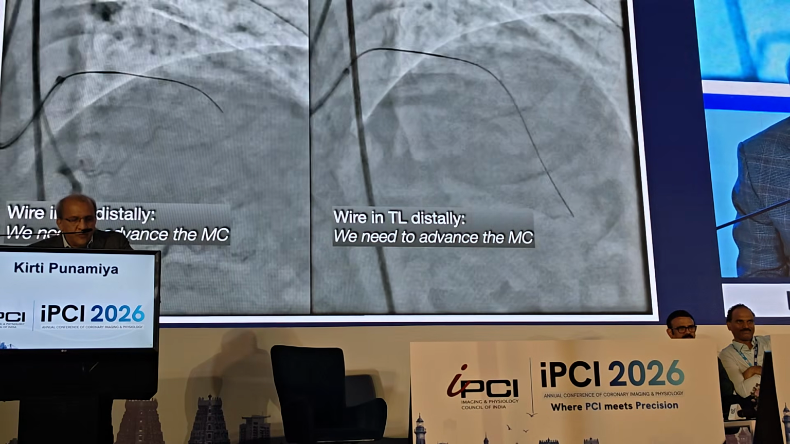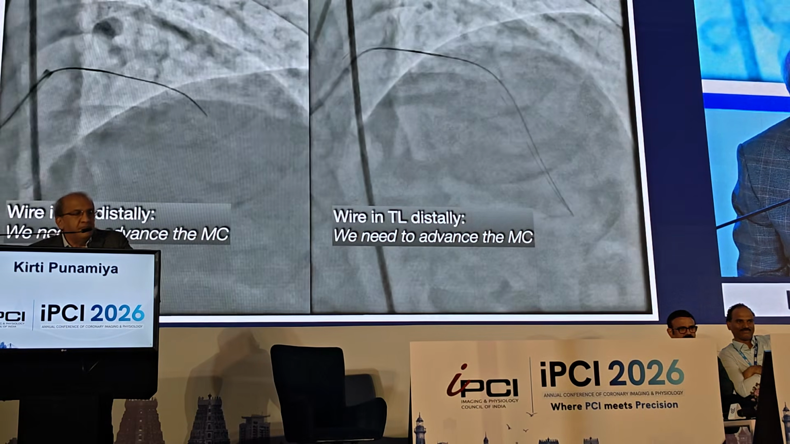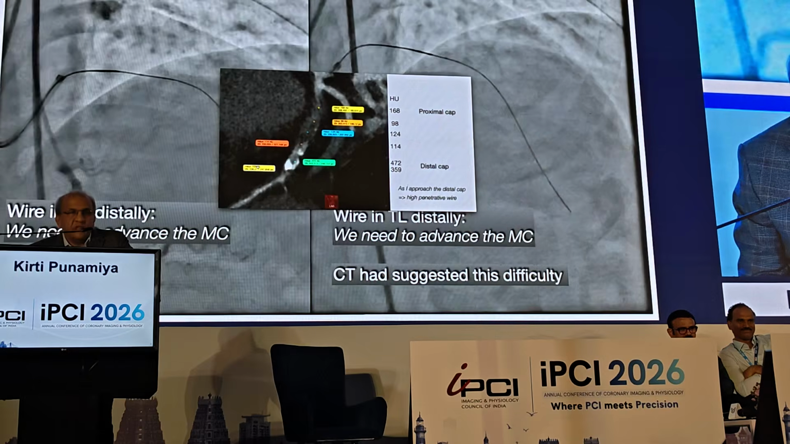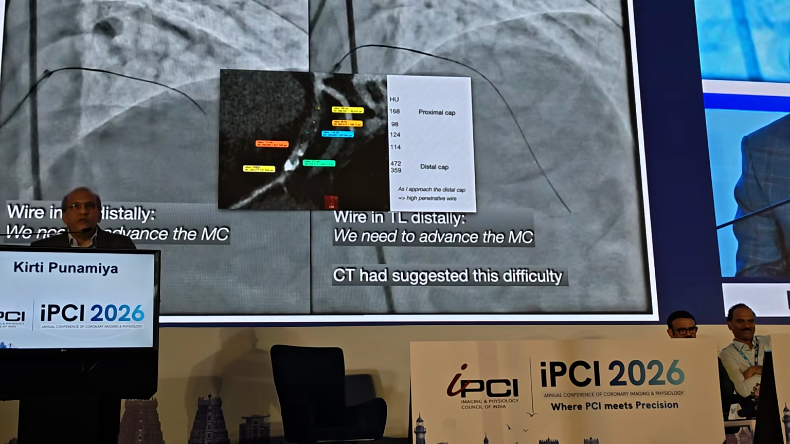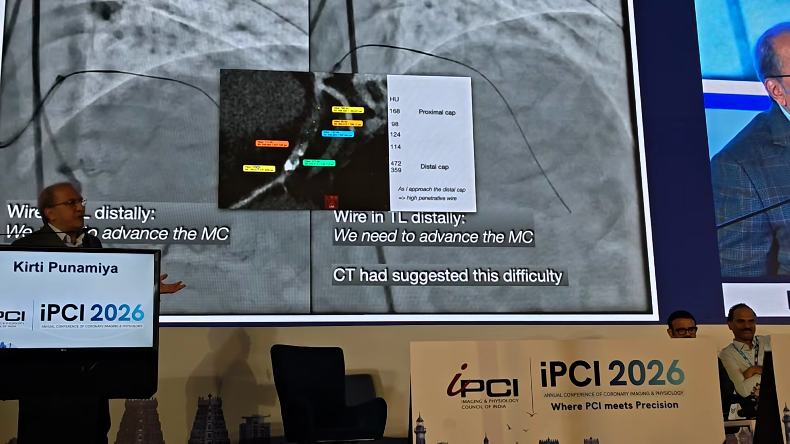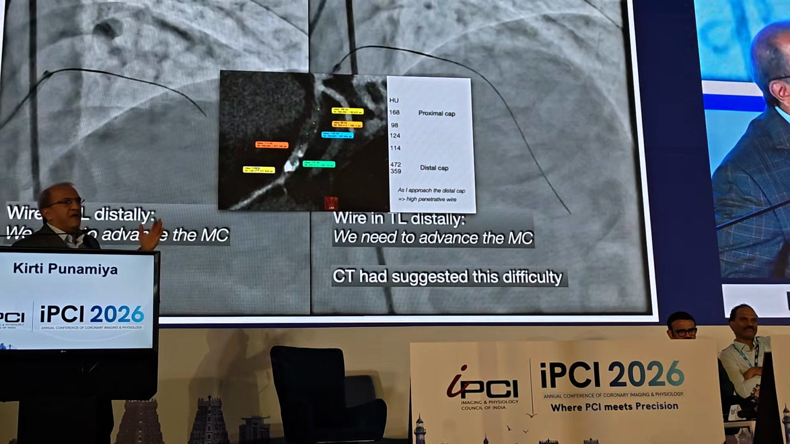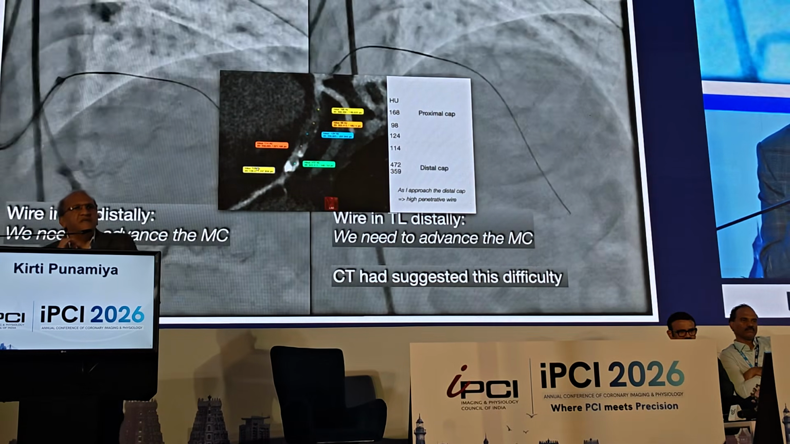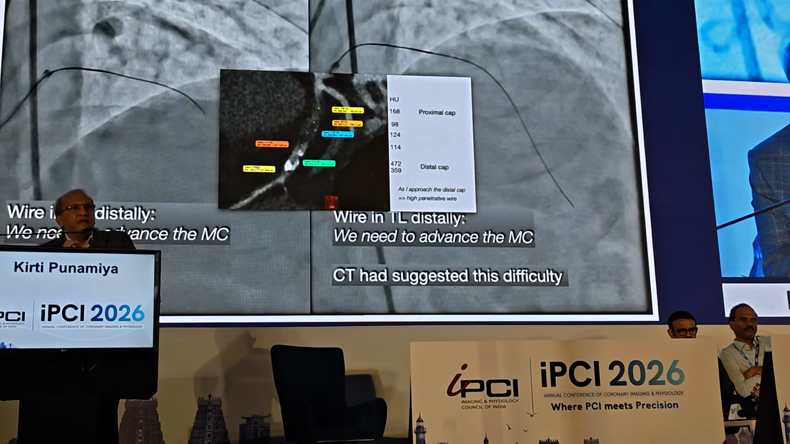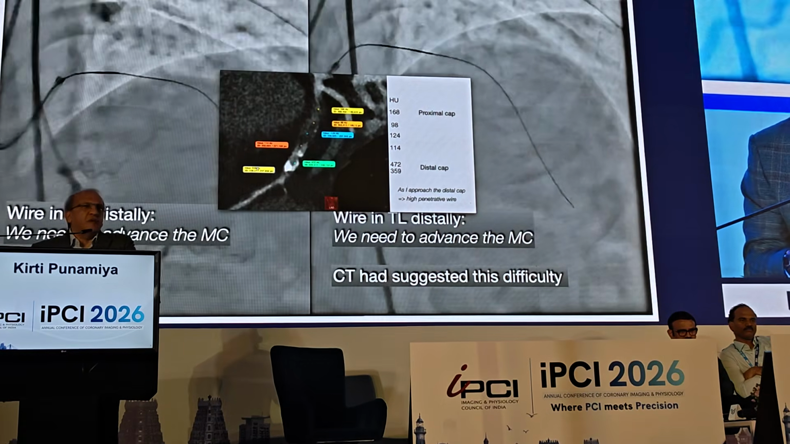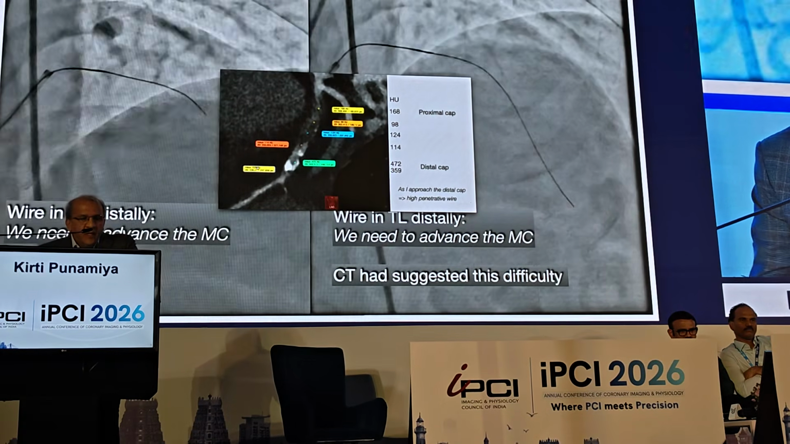Once the wire is in the true lumen, we need to advance the microcatheter. And of course, that again was a challenge. So in this case, we knew that that was going to be a challenge. You go back to your Hounsfield value of around 400 or 470, it becomes difficult for the microcatheter to advance sometimes. I mean, you can take smaller balloons, you can do many things.